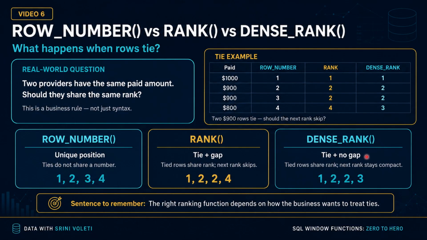We are going to keep this practical. I will use healthcare claims and provider paid amounts, but the idea is universal. It applies to customers, employees, accounts, products, students, authorities, and any report where tied values can happen. The sentence to remember is this: the right ranking function depends on how the business wants to treat ties. Let's go into SQL Server Management Studio and make the difference obvious.